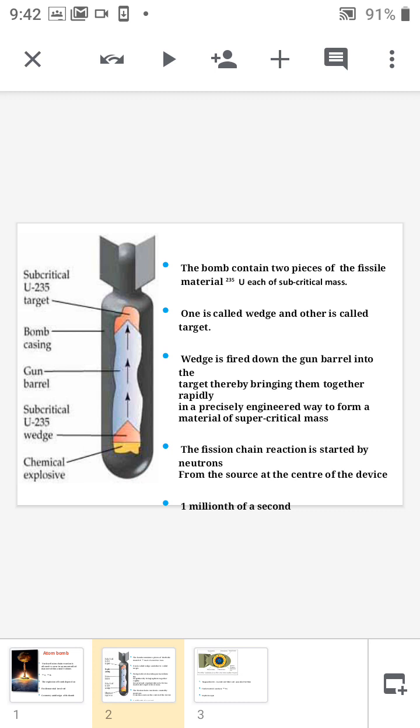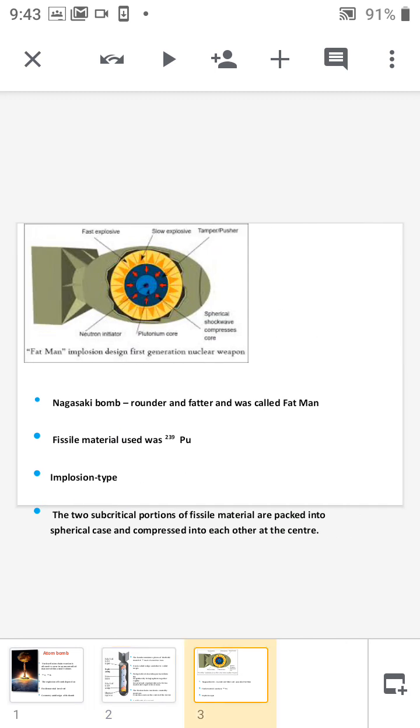And this is the simple atomic model, known as the gun barrel type atom bomb. Now, this is the Fat Man type of atom bomb which was used in Nagasaki, and the shape of the bomb is rounder and fatter than that of the earlier one, and that's why it is called Fat Man.